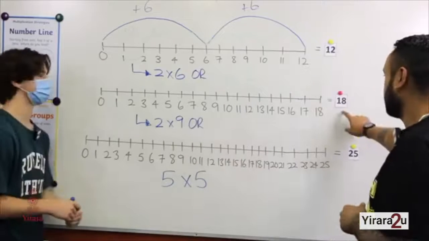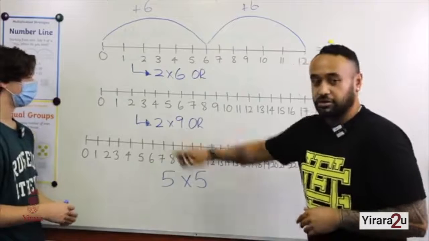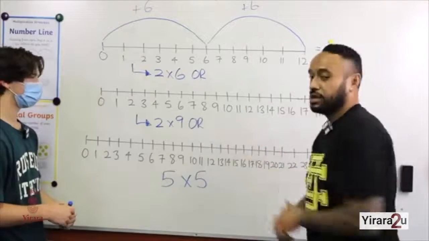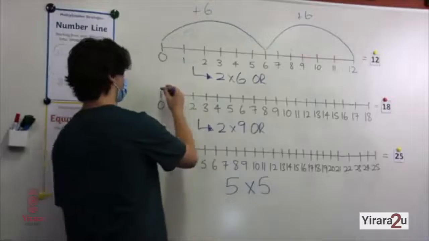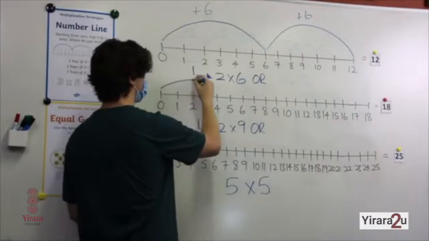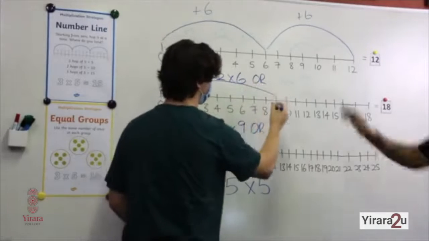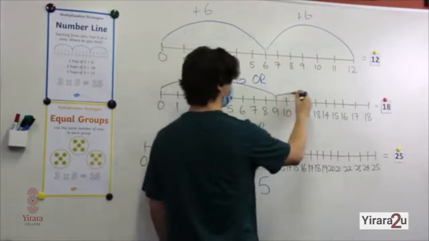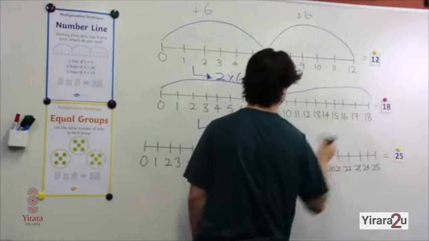So the answer is 18. The equation is 2 times 9. What does that look like on a number line? So we'll go from 0 all the way to 9. That's one group of 9. And then 9 to 18.